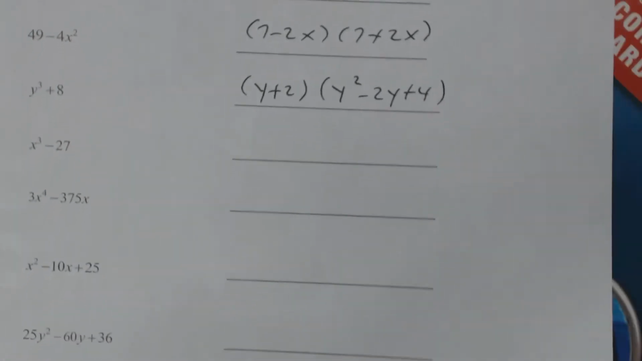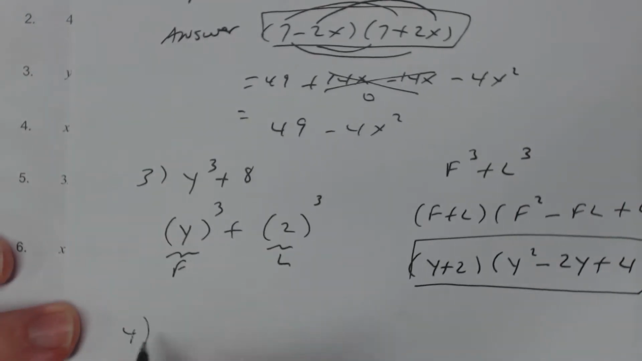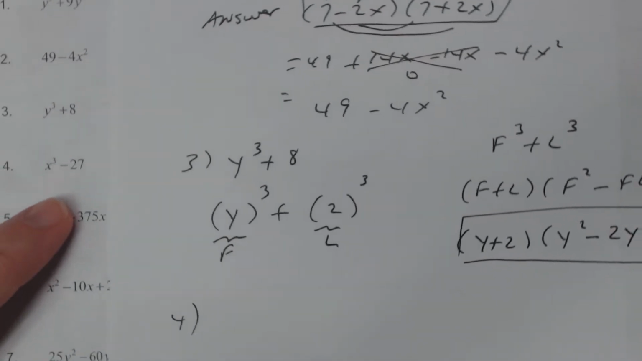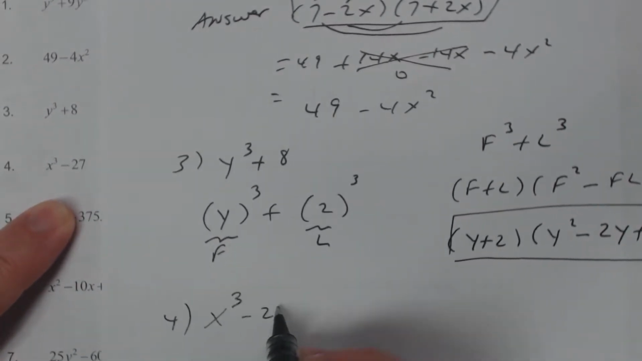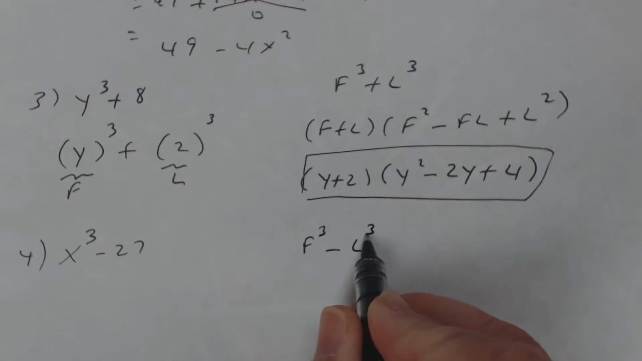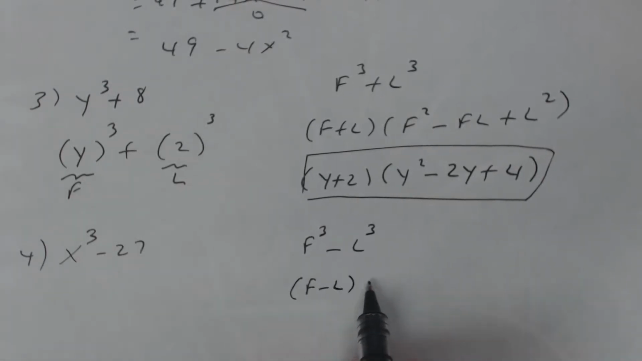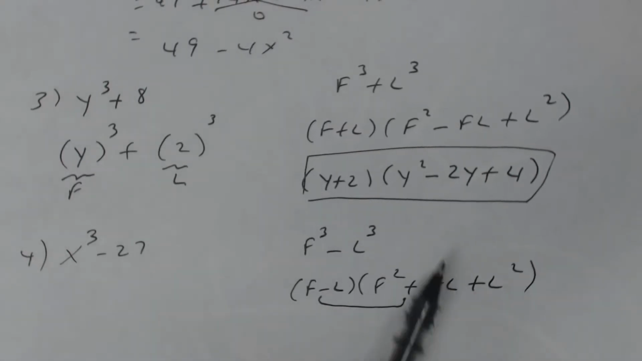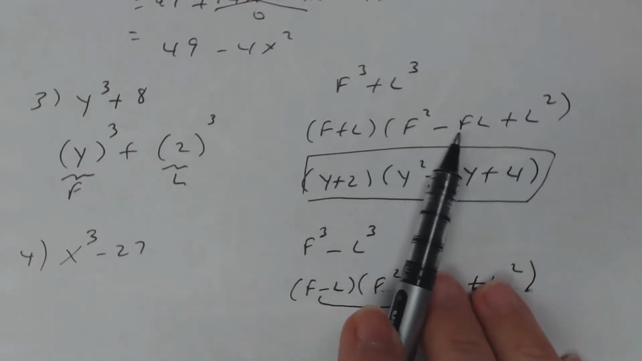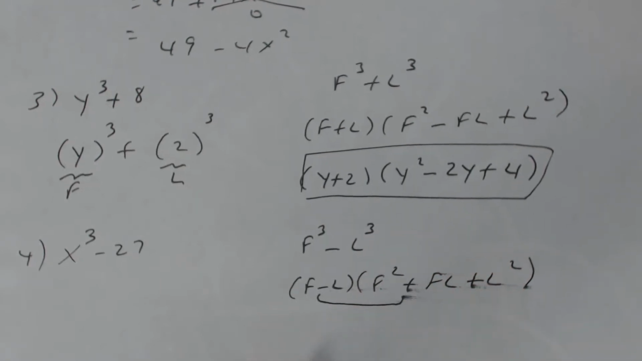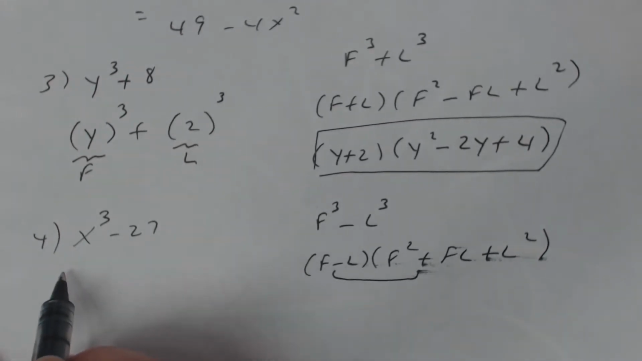Okay, number 4, this time you have the difference of two cubes. You have x cubed minus 27. Remember, the formula for the difference of two cubes is f minus l times f squared plus fl plus l squared. Remember these signs right here changed. It's the same terms as the sum of cubes except these signs are different and these signs are different.